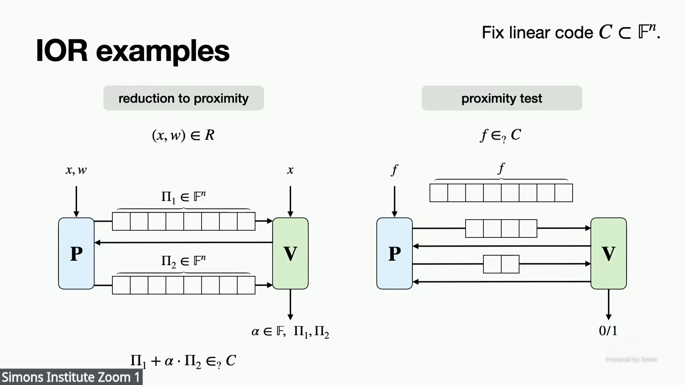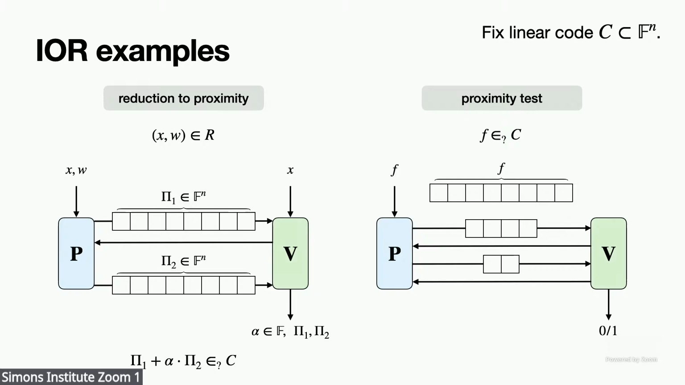The reason I've chosen these two examples is that you can also compose IORs. If I take this reduction to proximity and compose it with a proximity test, what I get in the end is an interactive oracle proof. So one way that IORs are useful is that they serve as modular building blocks for constructing interactive oracle proofs. And it turns out for folding schemes, it's going to be useful to look at interactive oracle reductions as standalone objects as well. But these are just two examples of IORs that we see all the time in hash-based succinct arguments.